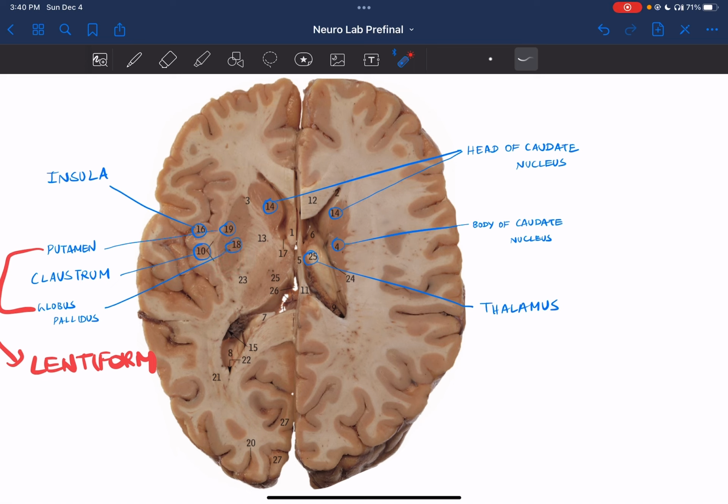Now, if you go lateral to this lentiform nucleus, which is your putamen and globus pallidus, here you have something marked as 10. This thin line here, thin tissue of gray matter, is called your claustrum. Okay, and more lateral to it, here you have the insular cortex or the insula. Now what about the body of the caudate nucleus? The body of the caudate nucleus just follows the head of the caudate nucleus. So this portion right here is the body of the caudate nucleus.